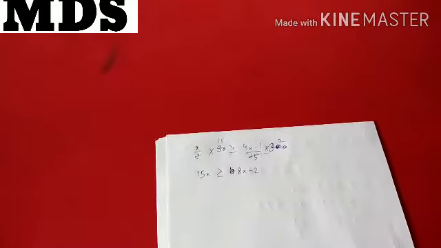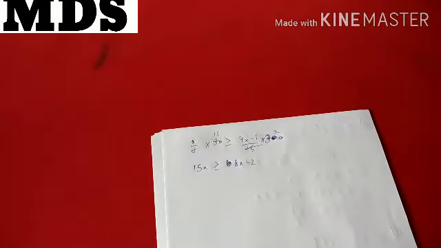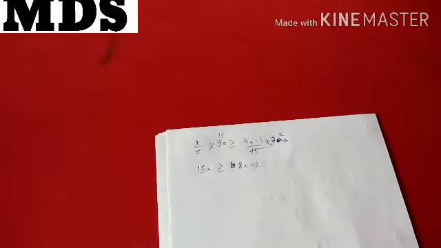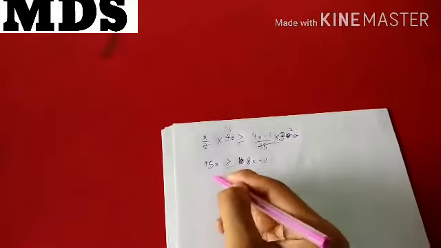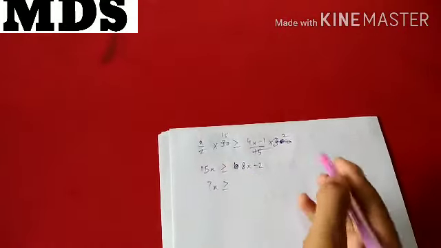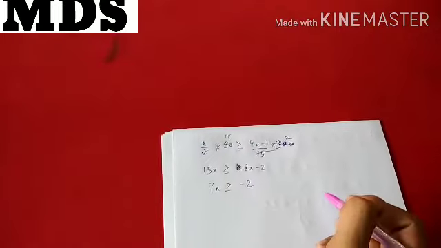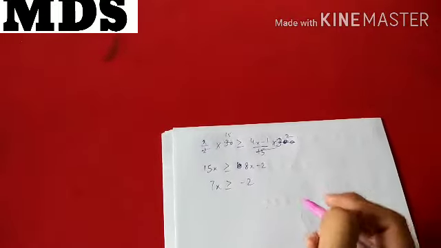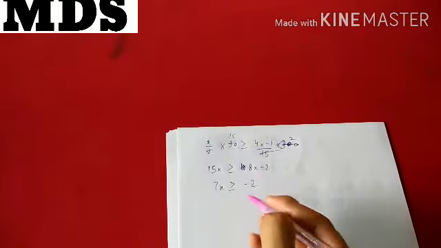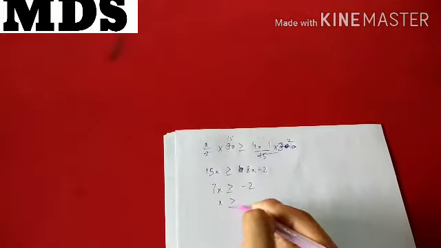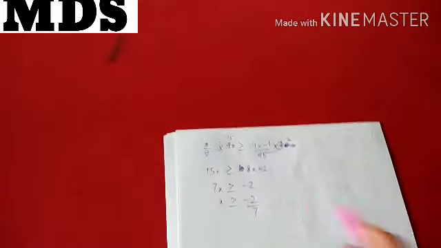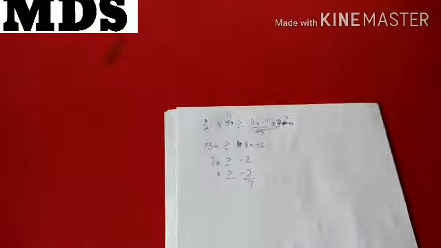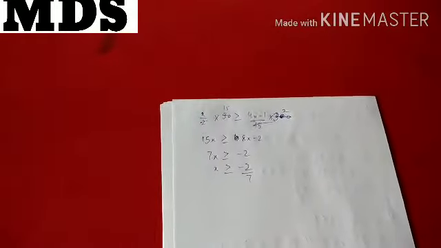Now what can we do? We can subtract 8x from both sides. So we will get 7x greater than or equal to minus 2. While dividing by 7, we will get x greater than or equal to minus 2 by 7. Here we have got the value of x as a fraction.